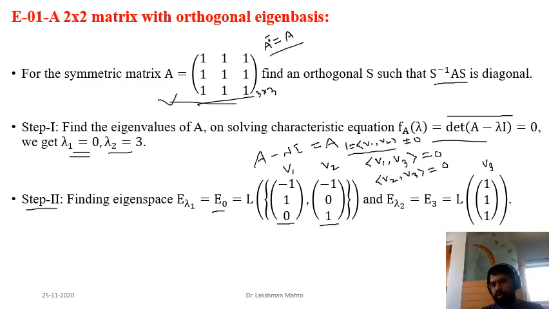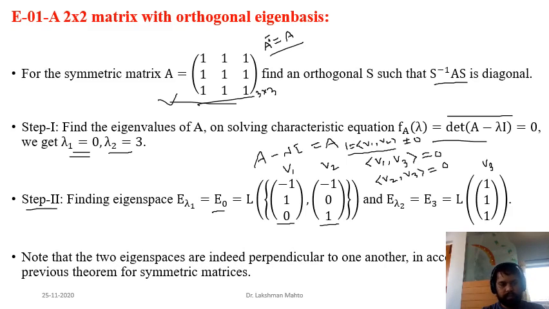Easily you can say minus 1 times 1, minus 1, 0 times 1, 0, 1 times 1, 1. So that means minus 1 minus 1 plus 1. In result you are getting 0. So similarly you can get the inner product of V1 with V3 is also 0. Okay, so that is the benefit of the last theorem.